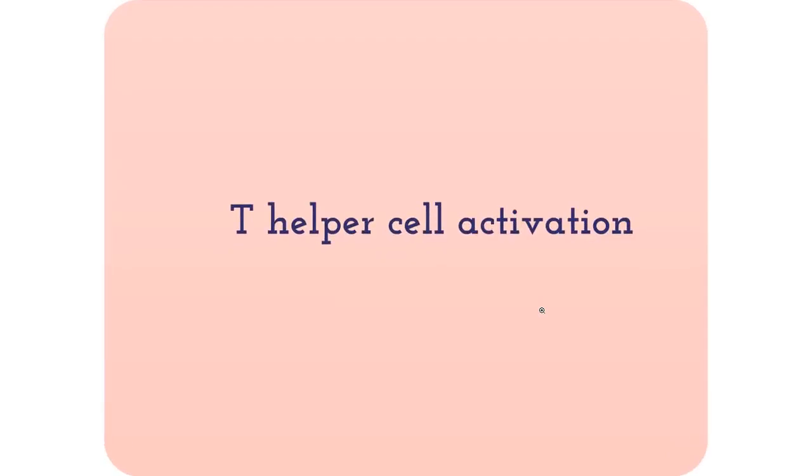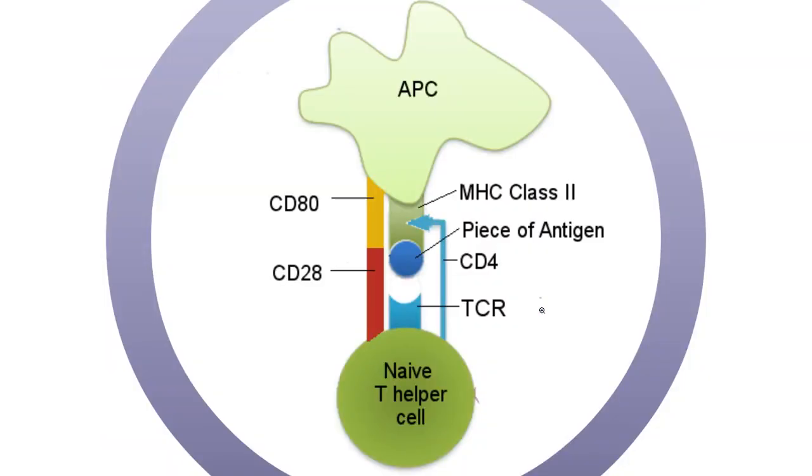Let's first talk about T helper cell activation. T helper cells are used for extracellular antigens. To be activated, they must interact with an antigen-presenting cell, presenting antigen pieces with an MHC class 2 molecule. The helper T cell uses its TCR and the CD4 marker to recognize the antigen and MHC on the APC.